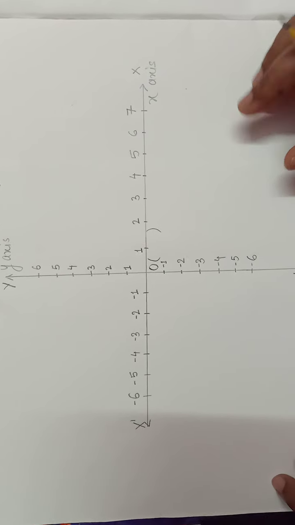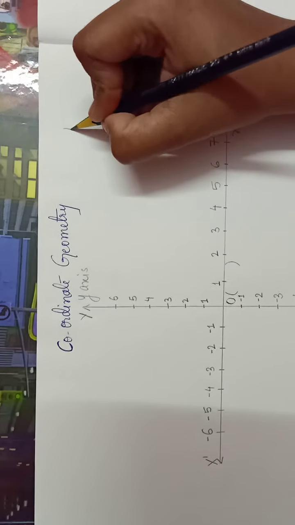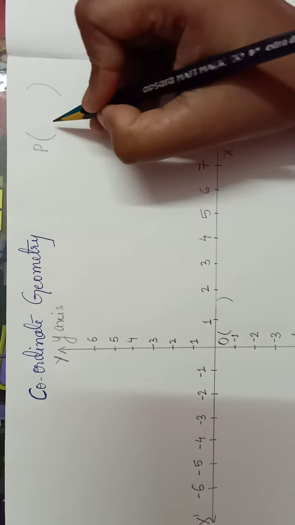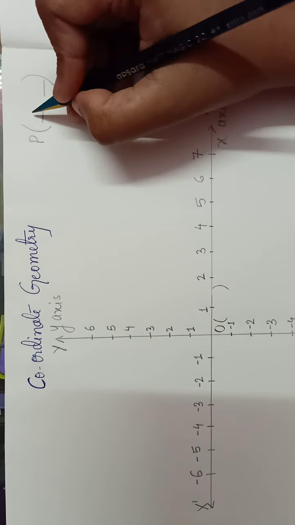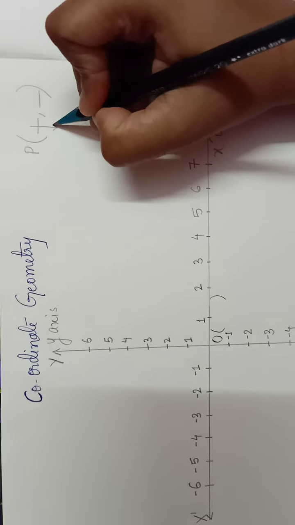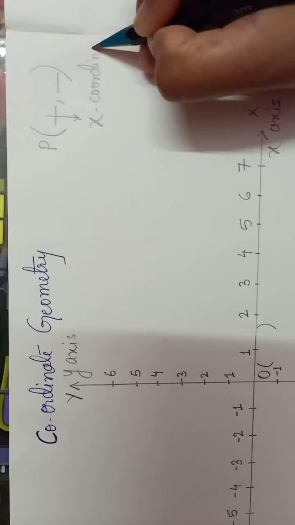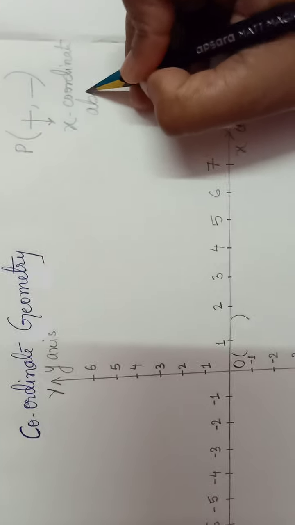mark. Okay. Now, while plotting the point, let us suppose that P is the point. We are writing 2 numbers where the first number represents the number on the x coordinate, which is also known as abscissa, and the second number represents the number on the y-axis, which is called the y coordinate, or we can call it the ordinate.